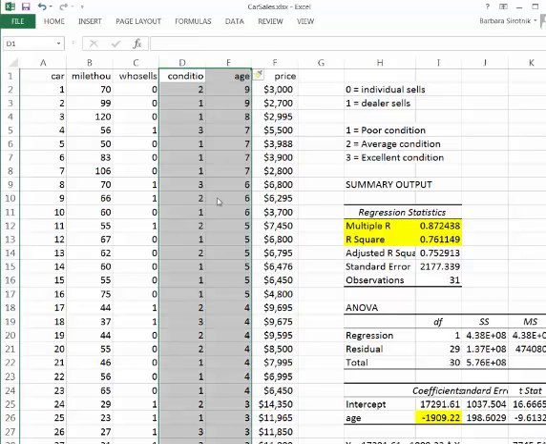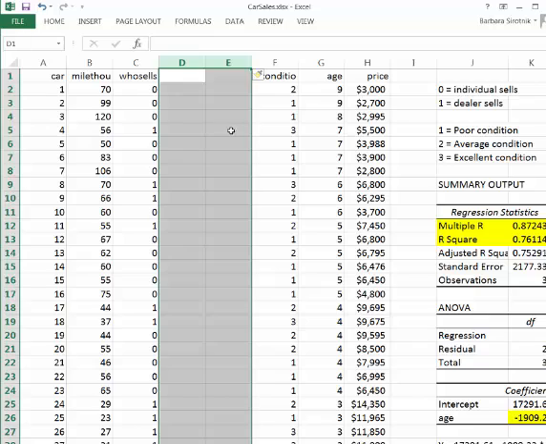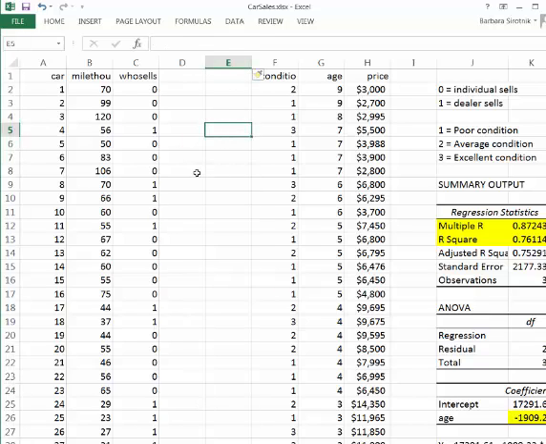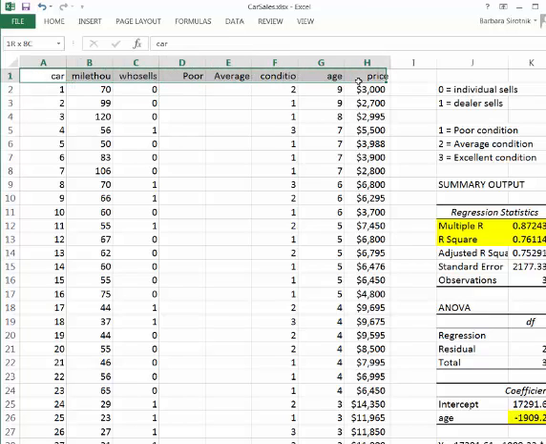So I will insert, and now I have 2 new columns to put in 2 new variables. One of the variables is going to be called poor, and the other variable is going to be called average. I've just taken the lower levels of condition to name those. Next, I'm going to have to figure out what values the poor and the average are going to need. And the easiest way of doing that is if I go ahead and sort my data.